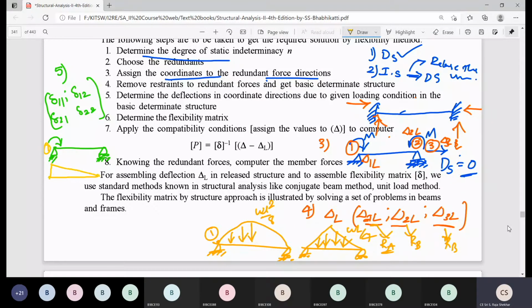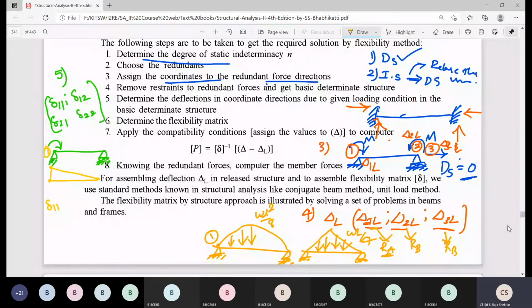For this free bending moment diagram, we need to calculate delta 11. How to calculate delta 11? Delta 11 can be calculated by multiplying the area of this M by EI diagram. This will be considered the conjugate beam. So M by EI diagram multiplied by 2/3 into M by EI area of the triangle.